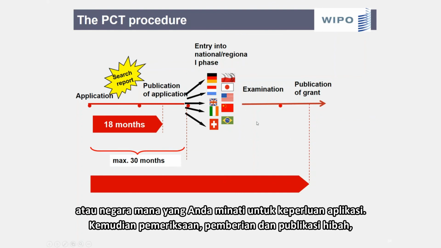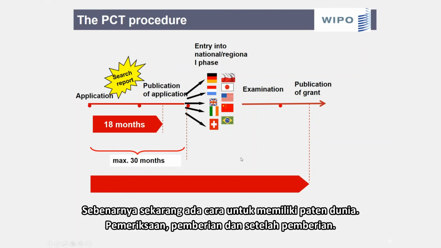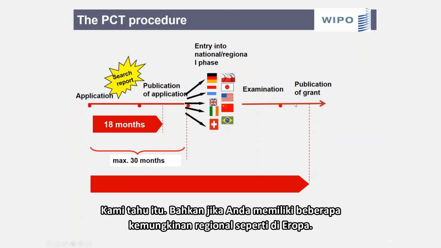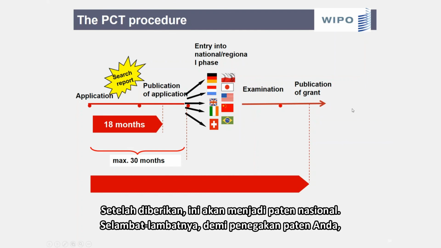Then the examination, granting and publication of the grant, all that will happen only on a national or regional basis, not generally from WIPO. So there is actually no way of having a world patent. The examination, the granting, and then after granting, even if you have some regional phase possibility, like in Europe, after granting, it will become a national patent.